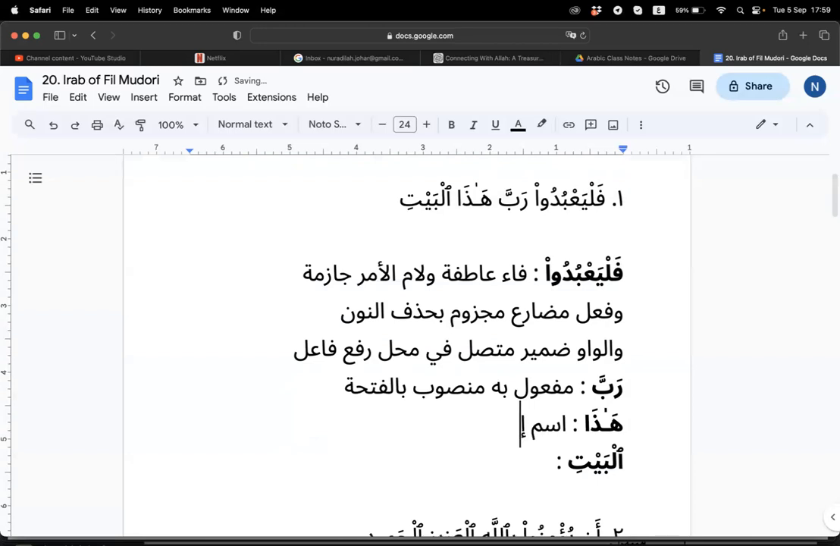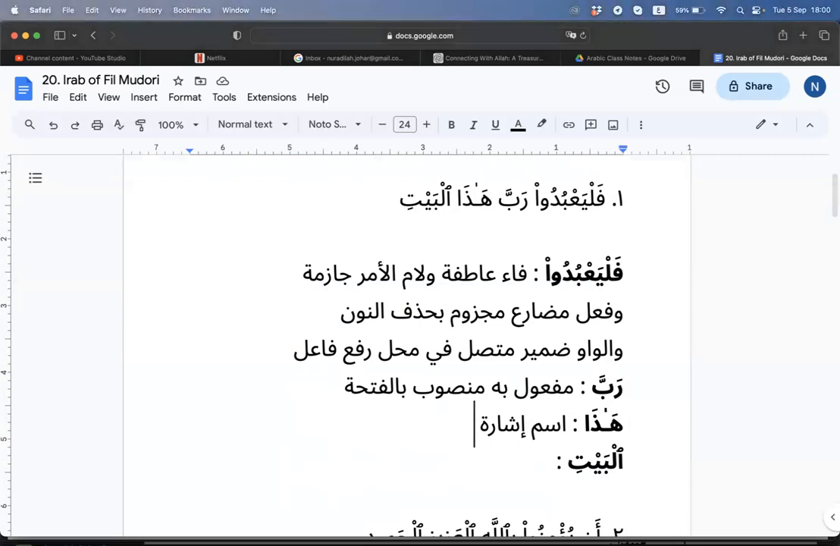So what status is it in? It's in nasab status. Why is it nasab? How do you know it's nasab? Oh, we can't see it. Yes, hadha is actually rafa, nasab, or jar. It will always be hadha, not hadu, not hadi. So look at the clues. What clue can you see?